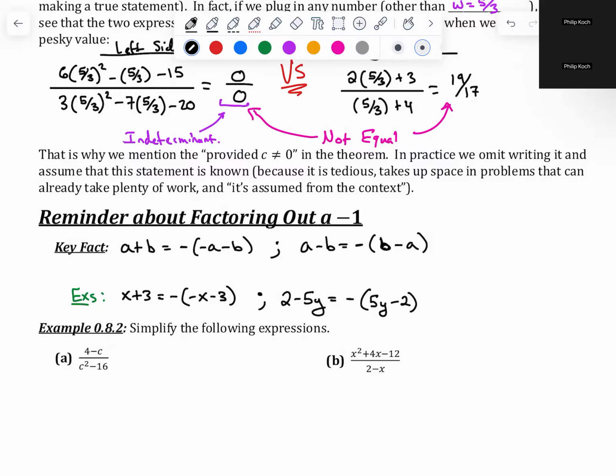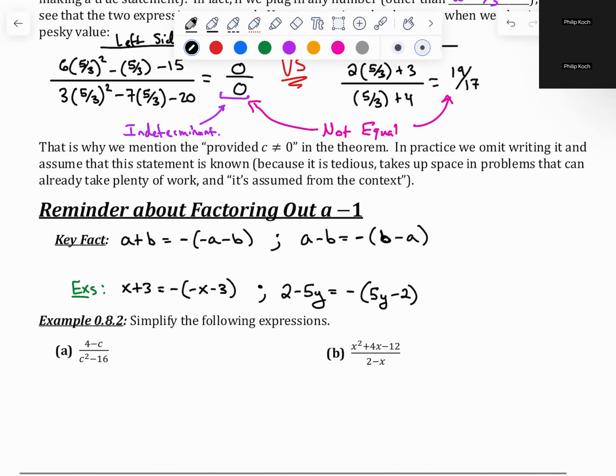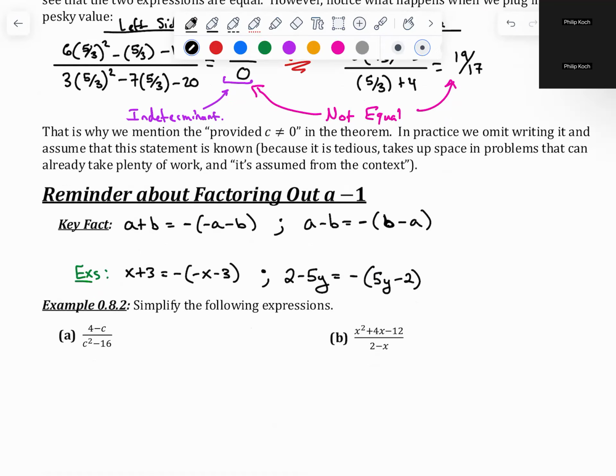We can do this in a myriad of ways. It all depends, but just know that when you factor out a negative, it's going to change everything on the inside. And we'll see why that's useful in part A and in part B. So we look at this problem. We've got 4 minus c over c squared minus 4.